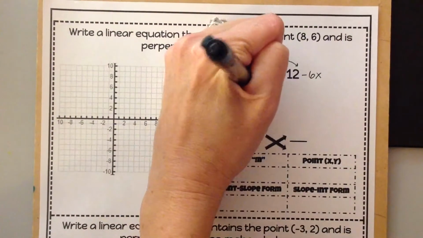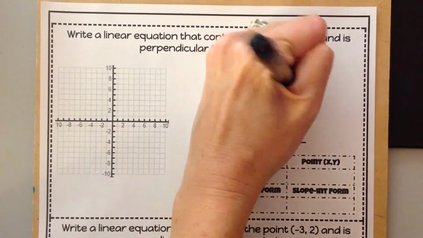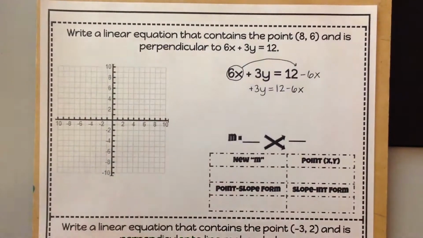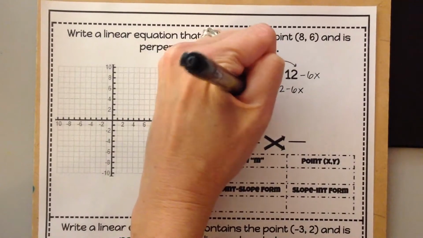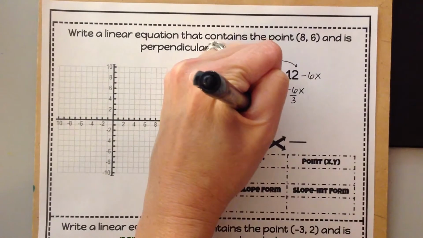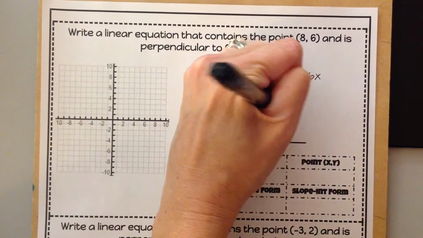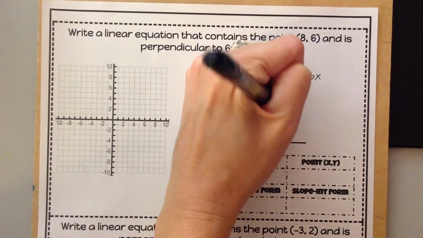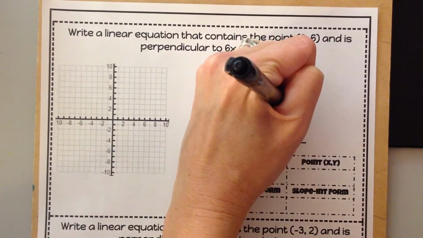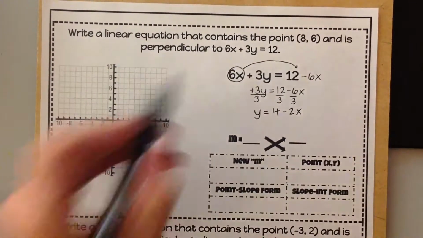And now I have positive 3y = 12 - 6x. And I need to divide by positive 3. Every term gets divided by positive 3. And my y = mx + b format is 4 minus... negative 6 divided by 3 is negative 2x. And there's my slope-intercept form of my equation.